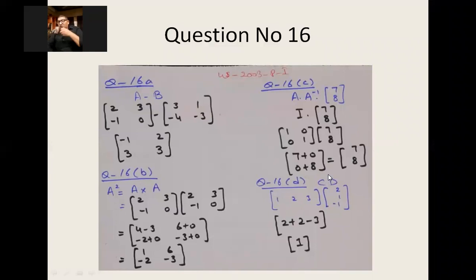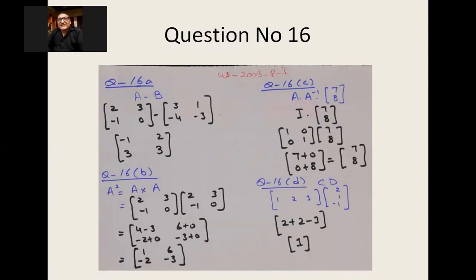So A minus B. A minus B will be 2, 3, minus 1, 0, minus the B value, 3, 1, minus 4, minus 3. We subtract the corresponding elements. So 2 minus 3, that's minus 1. 3 minus 1, that is 2. Minus 1 minus minus 4, that will be positive 3. 0 minus minus 3, that will be plus 3. So question number 16A part is very simple. You simply have to subtract A minus B.